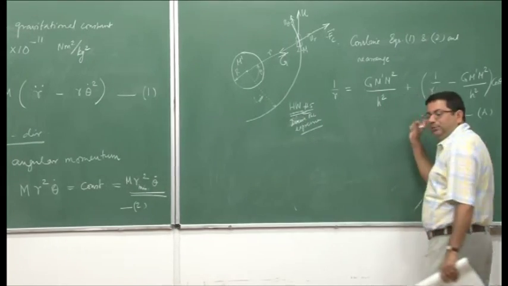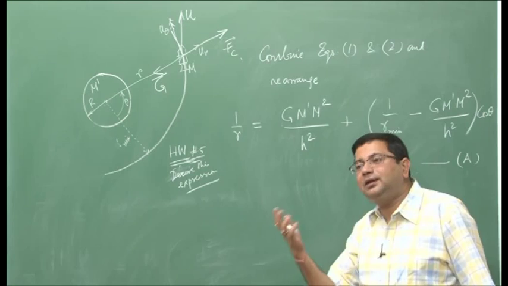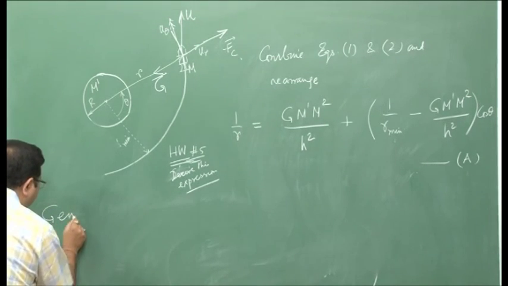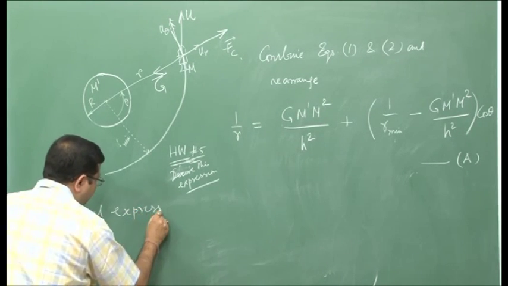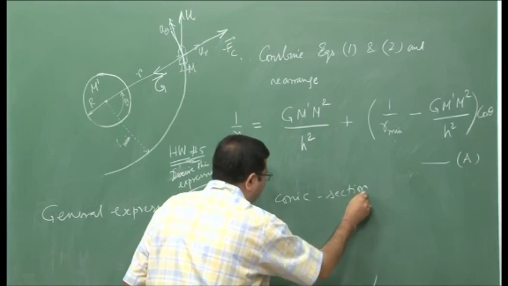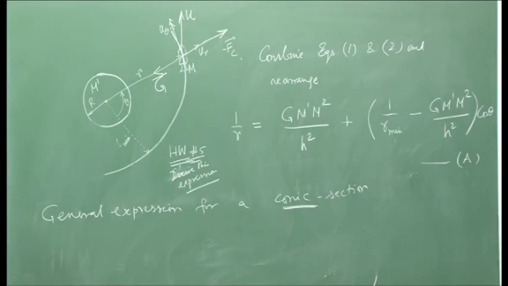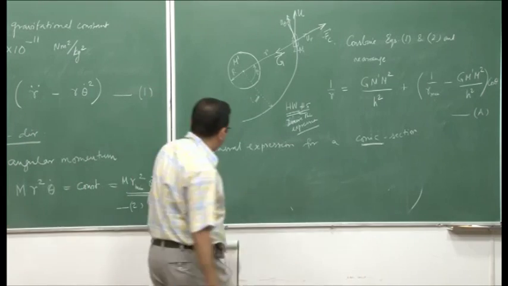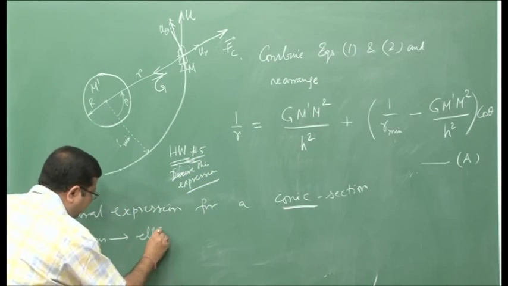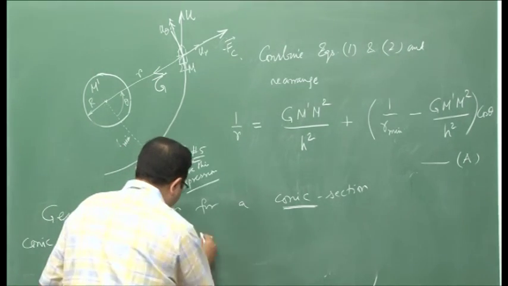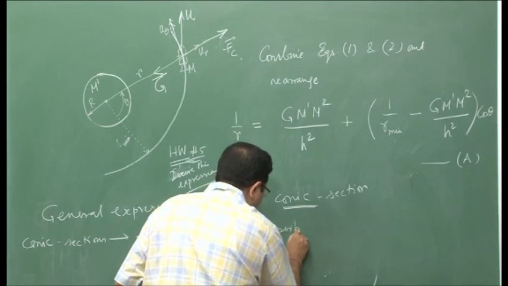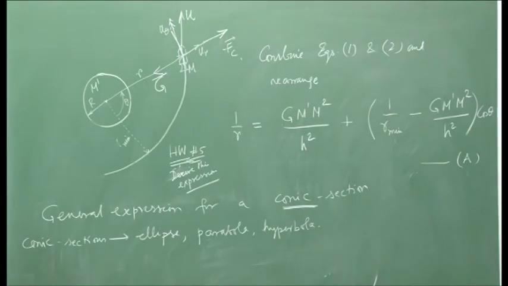The same expression, or a very similar expression, appears if I look at the general expression for a conic section. Okay. So, conic section, not conical section. What is a conic section? A conic section is like ellipse, hyperbola, parabola, etcetera. So, the conic sections are ellipse, then parabola, then hyperbola. These are the general conic sections.